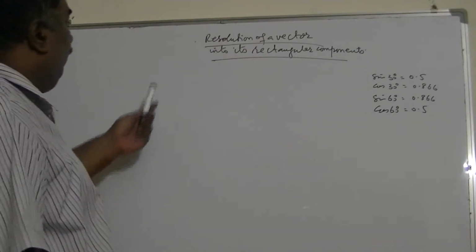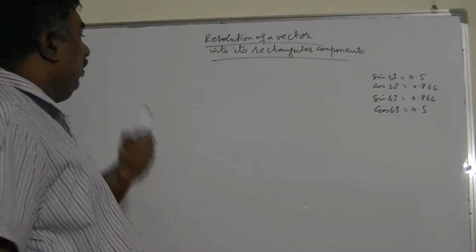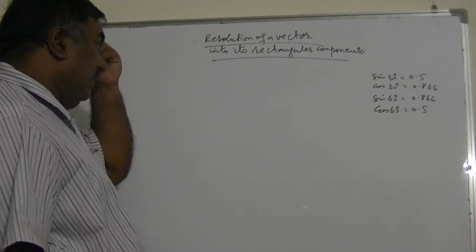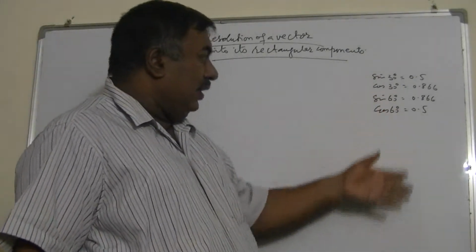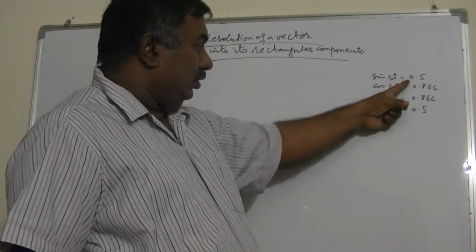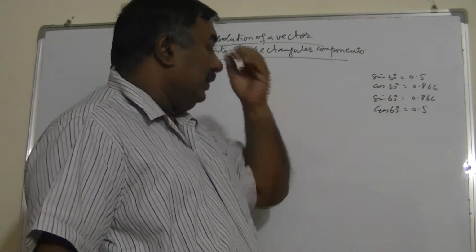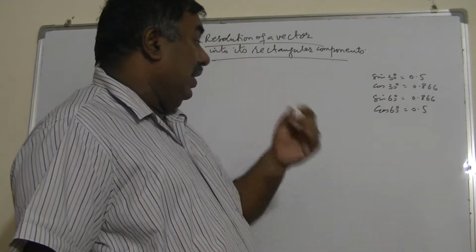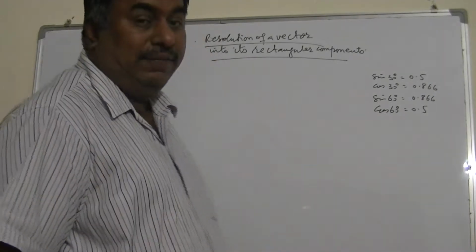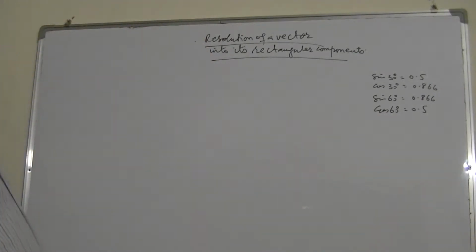Okay, today we will see how to resolve a vector in its rectangular components. Some of the values I have written here for easy calculation: sin 30 = 0.5, cos 30 = 0.866, sin 60 = 0.866, and cos 60 = 0.5, for taking the things very easily in calculations. I will not be deriving these values.